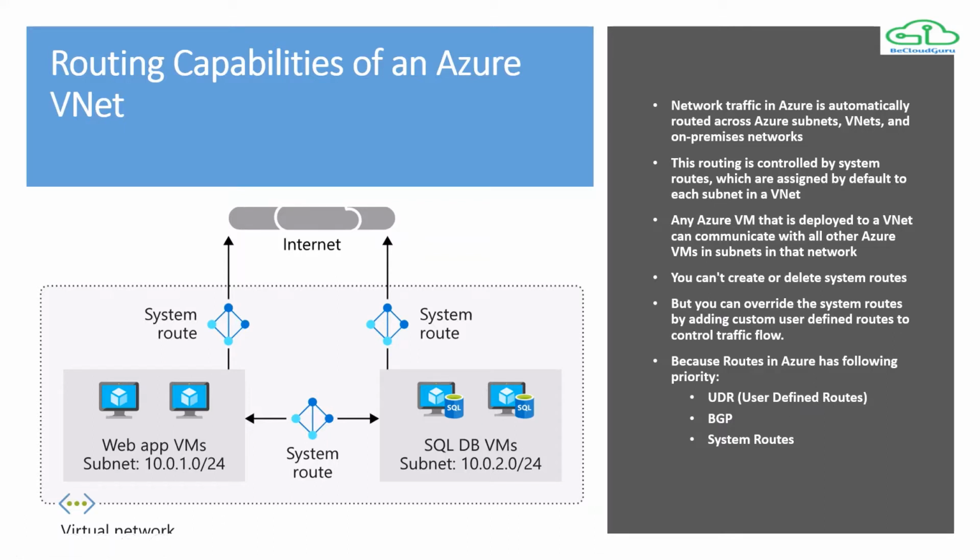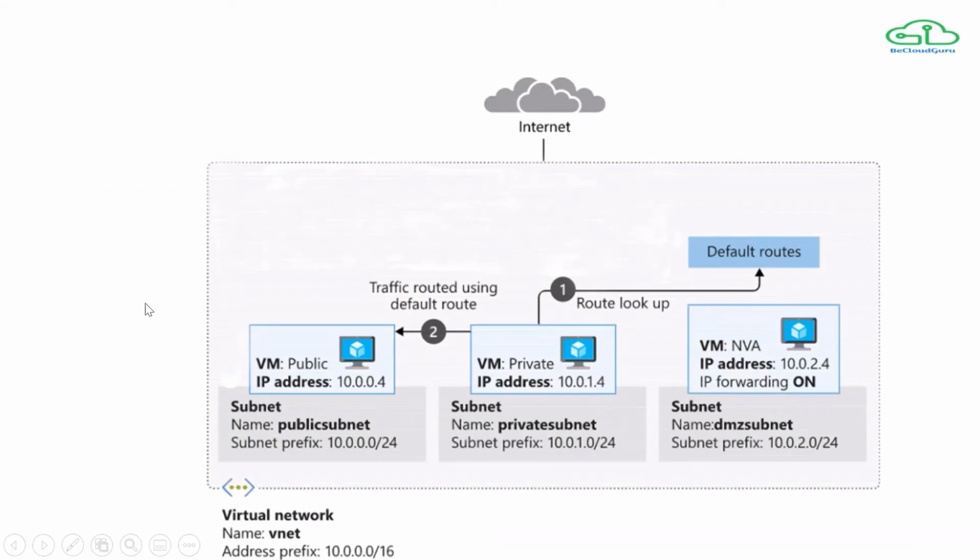To demonstrate the capabilities of Azure user-defined routes, I have already kept a few things ready for this demonstration. We have a virtual network, and in that VNet I have created three different subnets: a public subnet, a private subnet, and a DMZ subnet. In each subnet I have placed one virtual machine. My public subnet has a public VM which has a public IP as well as a private IP.